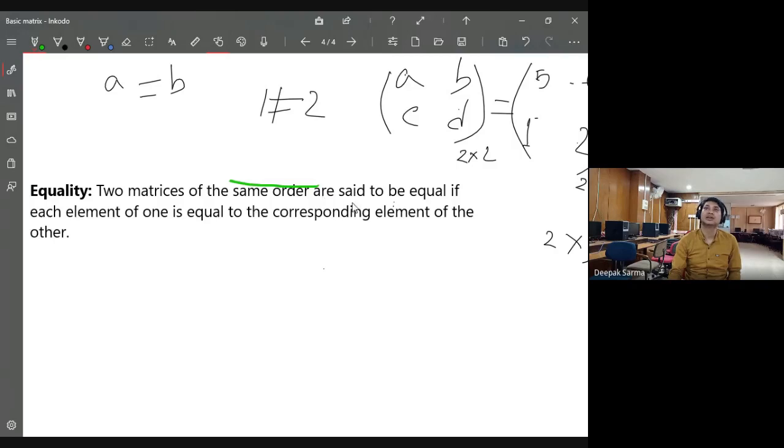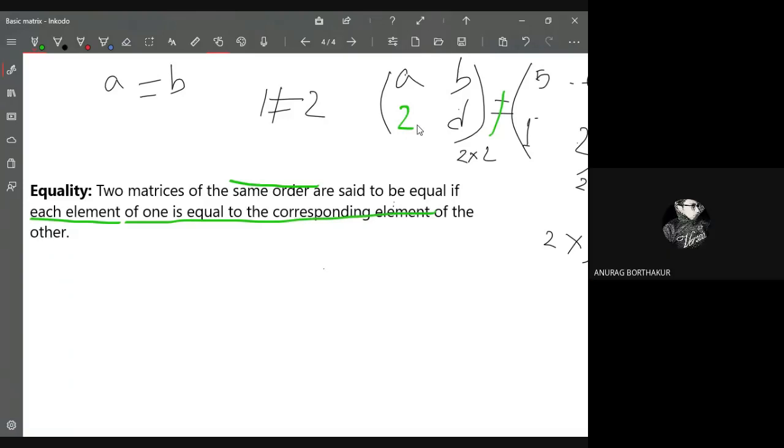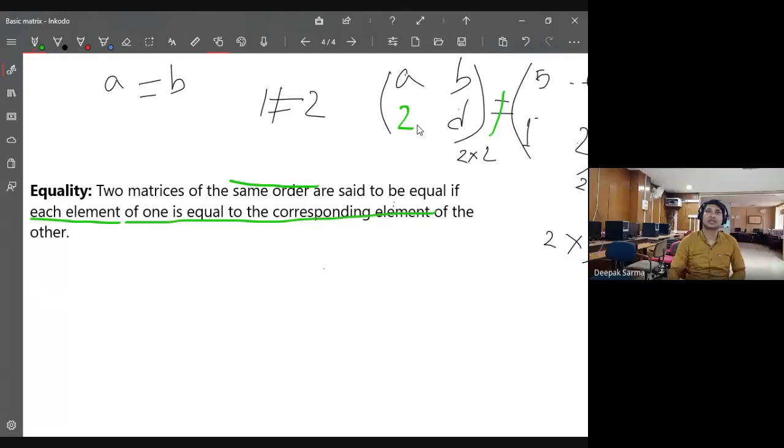If they are of the same order, then we will check whether each element from the first set, suppose here A, and the corresponding element in the second set, here 5, are equal or not. If I write A, B, C, D equal to 5 and so on, then A must be equal to 5, otherwise they cannot be equal. Suppose in place of C, I write some number here, say 2, then they are not equal, because although they are of the same order, here we have 2, and here we have something else. So first we have to check their order.